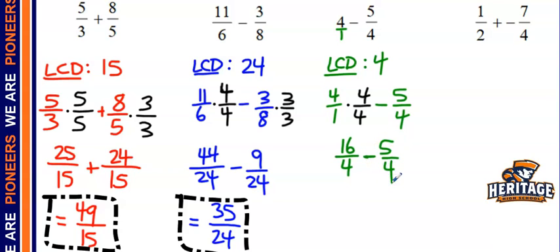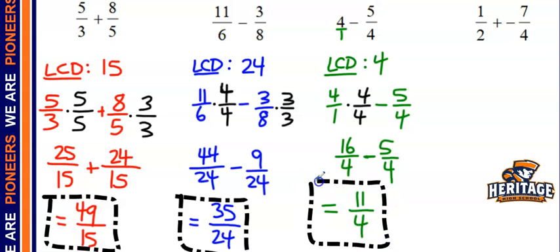Then you go ahead and just say, all right, what's 16 minus 5? That's going to be 11. We already knew that the denominator is going to be 4. So our final answer is 11 over 4, which is not reducible, so we stop there. All right, last example.